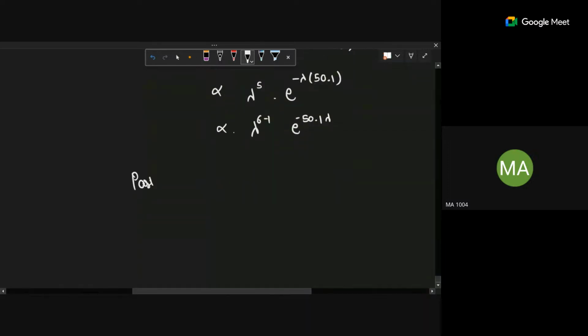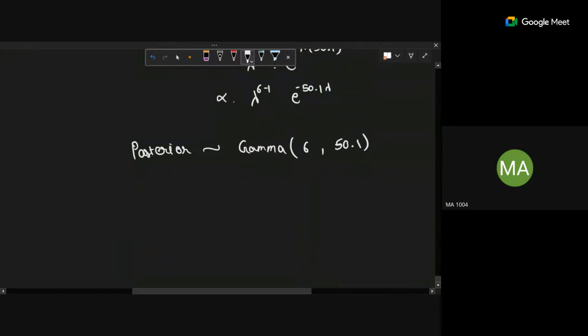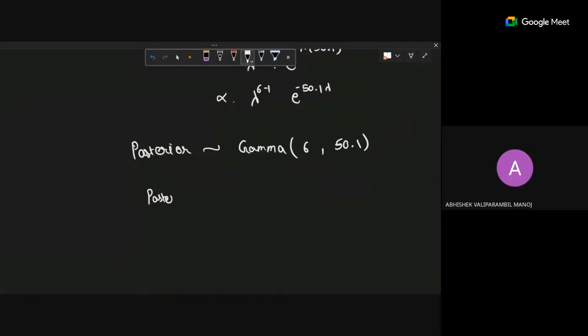So the posterior distribution is following a gamma distribution, right? With alpha as 6 and beta as 50.1. If it is, then what will be our posterior mean? Alpha by beta, 6 by 50.1. The mean will be alpha by beta. So 6 upon 50.1 will be 0.12.